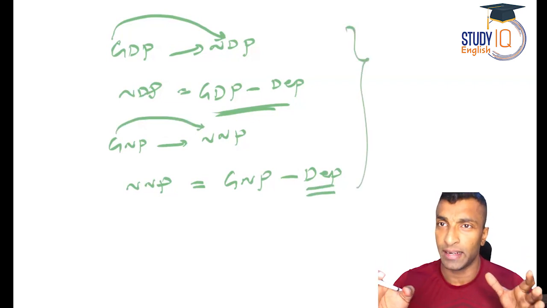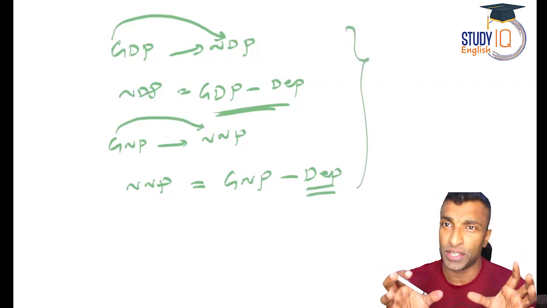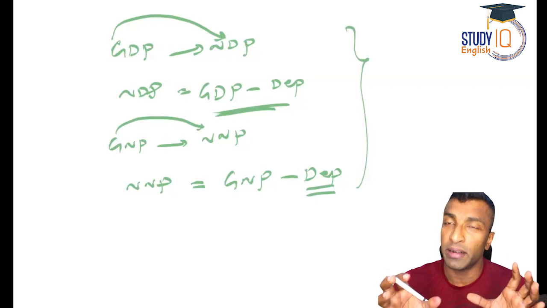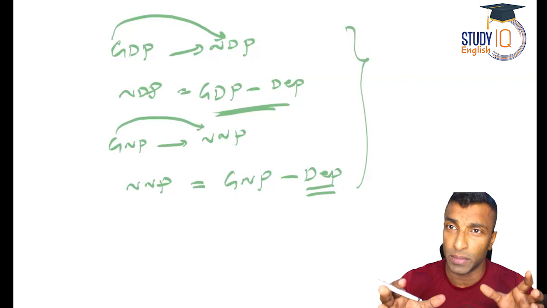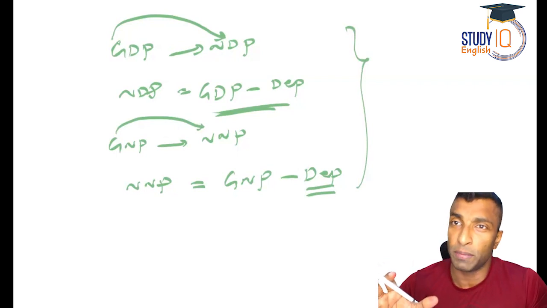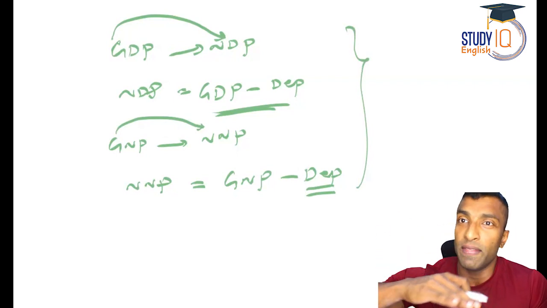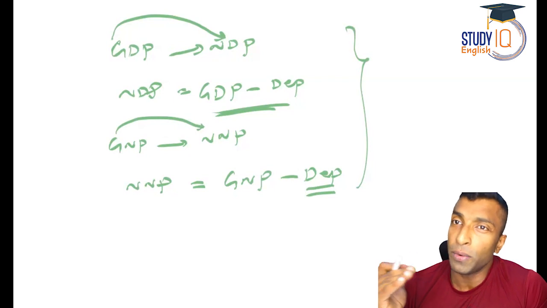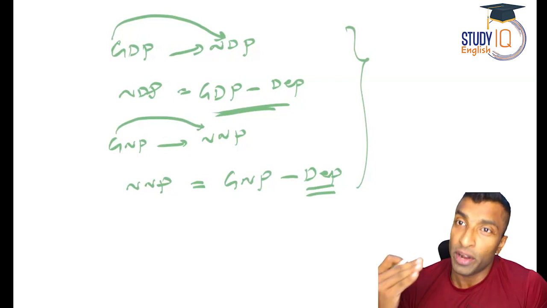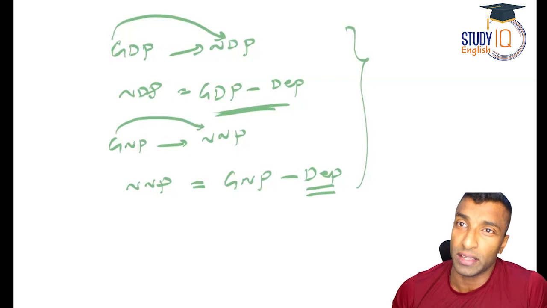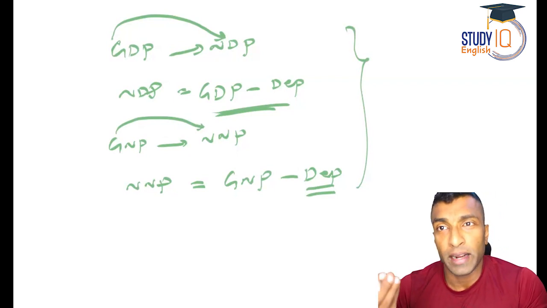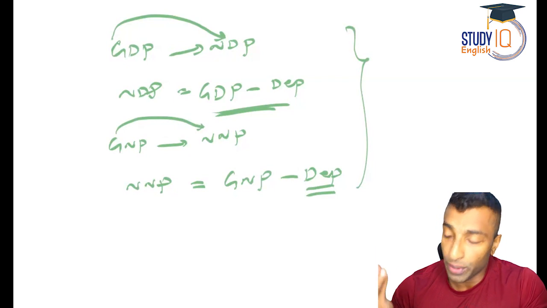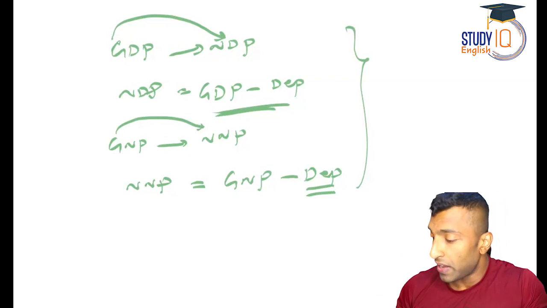Gross versus net. The difference is depreciation. Net is always better, but the problem is the calculation of depreciation. There is no fixed method. There is no uniform principle which can be followed across. That is the reason why we are not able to go with NDP or NNP or whatever it is. Even when we calculate national income, such problems will come, and I'll be discussing that later. So I hope these two concepts are very clear now.